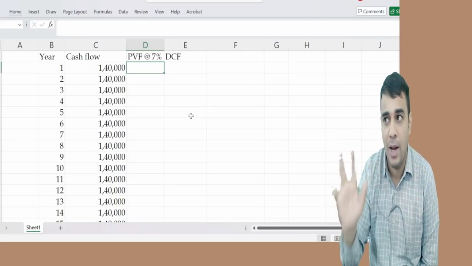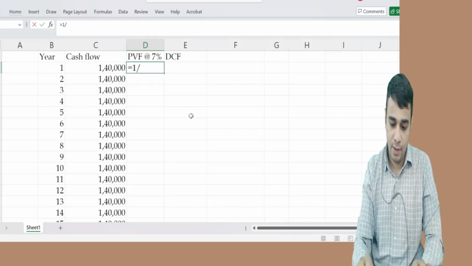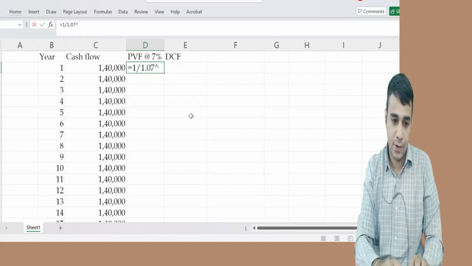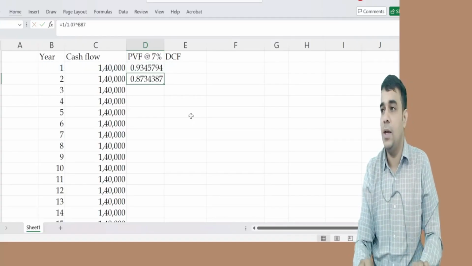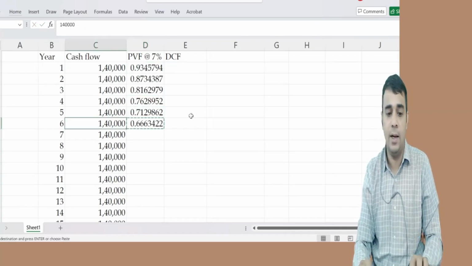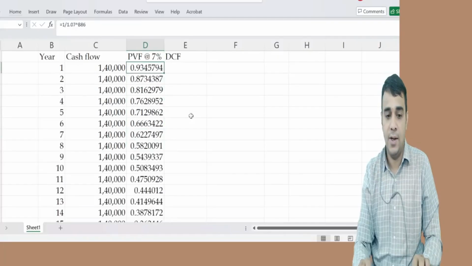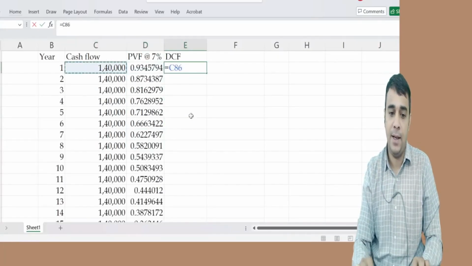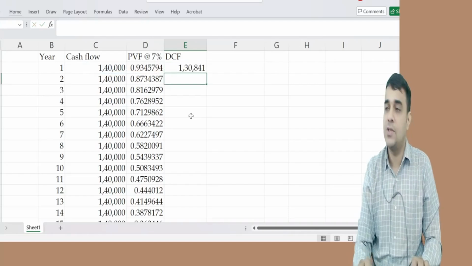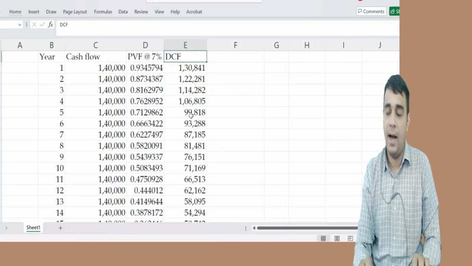So there is going to be a formula. I'll come to the formula. So in Excel, I do 1 divided by 1.07. This is first year discounting, second year, third year, fourth year, fifth year, sixth year. Excel will keep doing it. Like this, I do 100 years of discounting, and I multiply these two. This is called discounted cash flow.